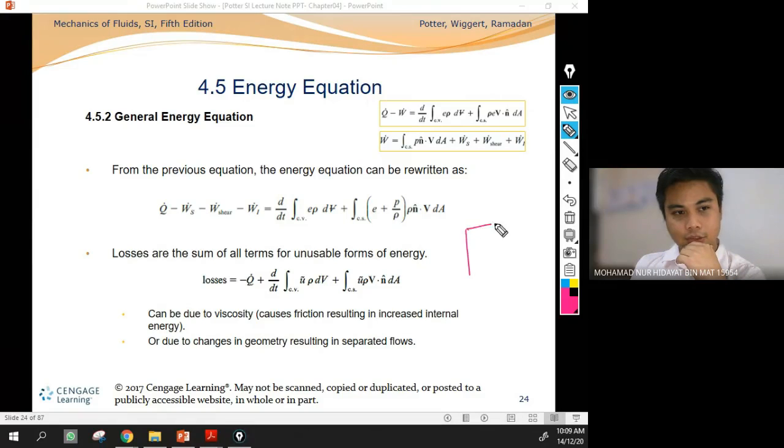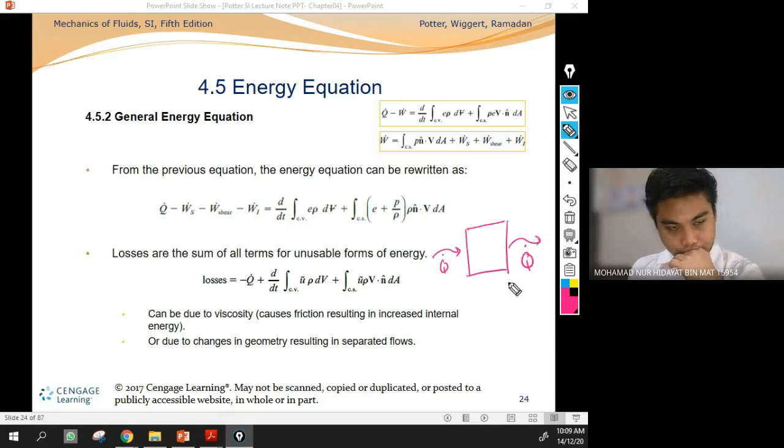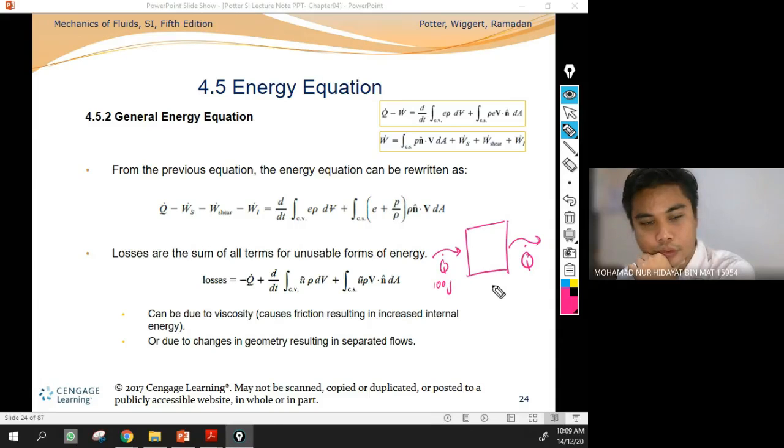So for example, this is the control volume. The heat is coming into the system and it is lost in the system. So the heat goes in and is lost in the system. For example, the energy of heat is 100 joule. So what do you think of this loss? What will be the number of joule? Is it the same or different? Or does it increase or reduce?